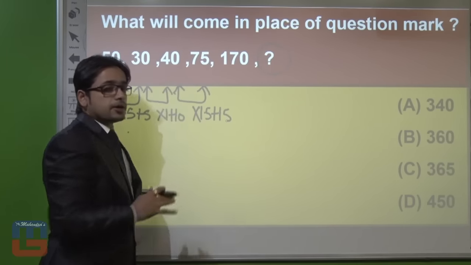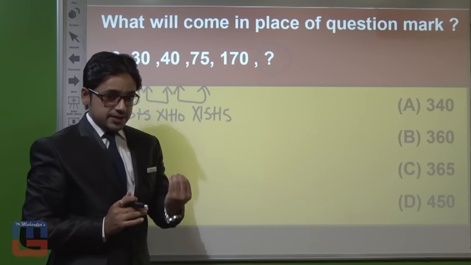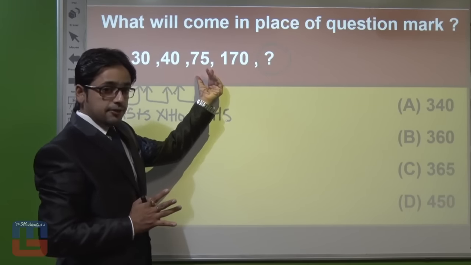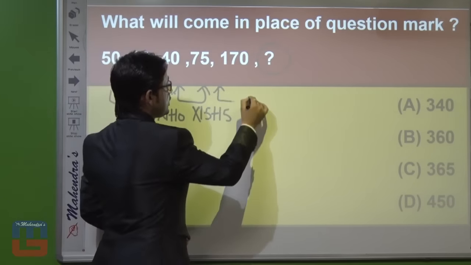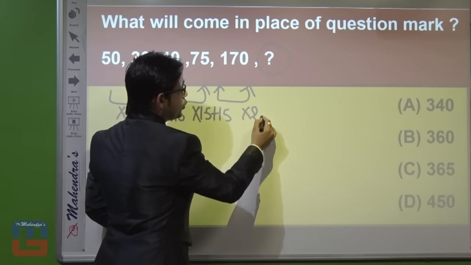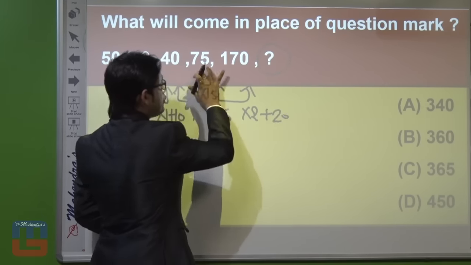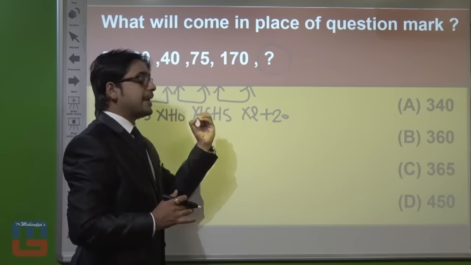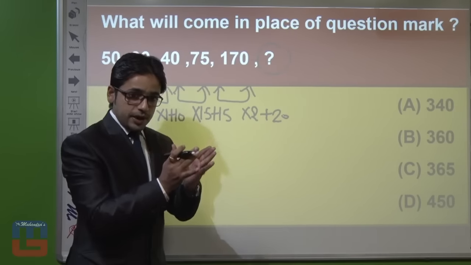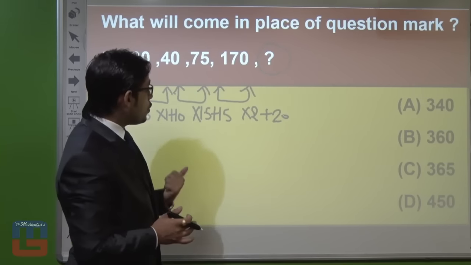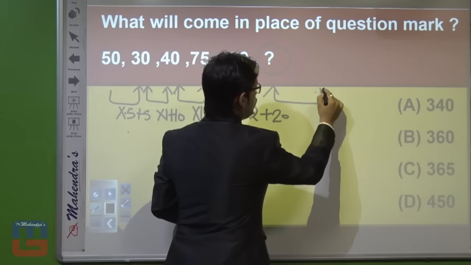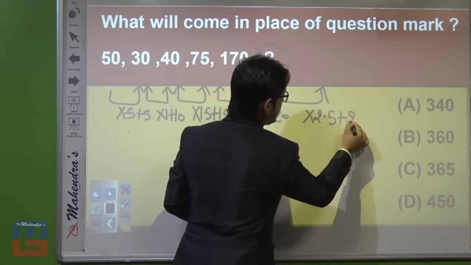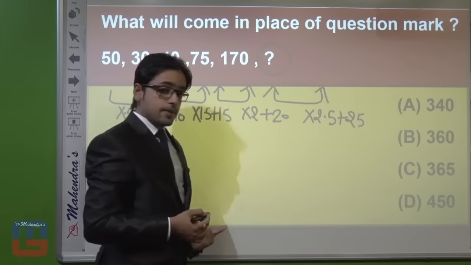If you multiply 40 into 1.5, you will get 60, and after adding 15 to 60, you will get 75. Next will be 75 multiplied by 2 plus 20. If you multiply 75 into 2, you will get 150, and after adding 20, you will get 170. If you want to solve this question, then you have to multiply 170 into 2.5, and last you have to add 25 over here.